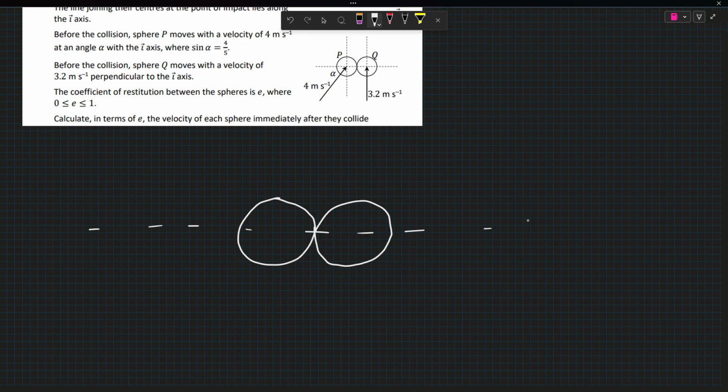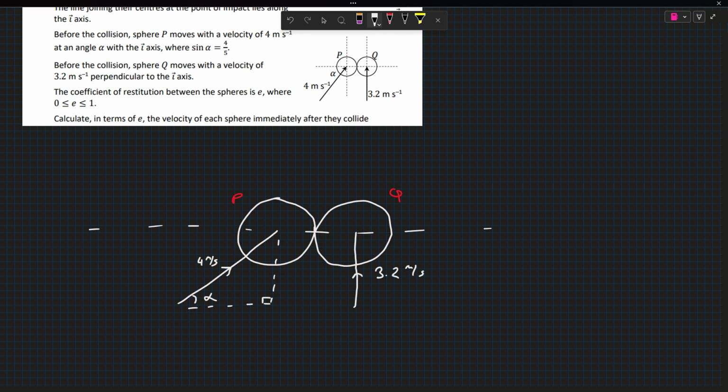Let's draw the axes. We'll label these P and Q. This one comes in with a velocity of 4 meters per second. And these are alternate angles, so I'm going to move alpha down here. And then you have Q coming straight up, velocity 3.2.